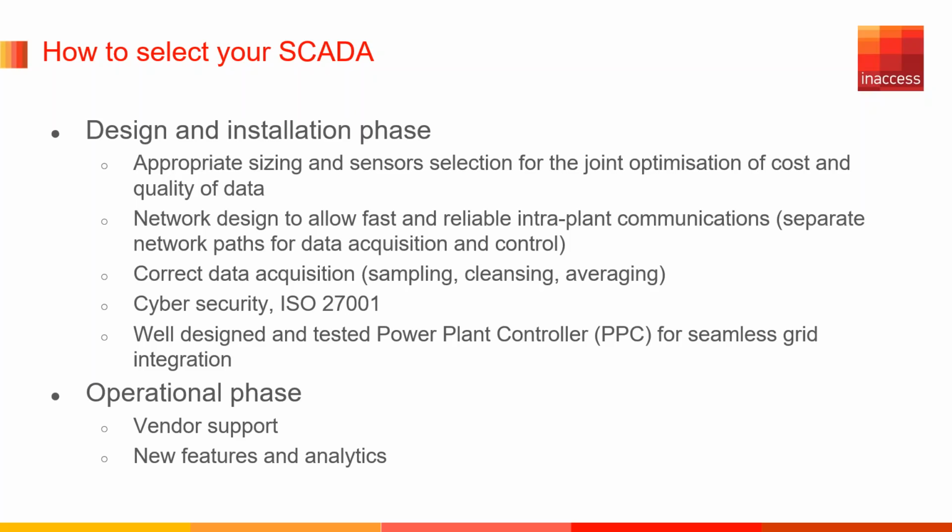Then the network design itself is very important so as to allow a fast and reliable inter-plant communication. Now that the plants are big, and in Australia, the smaller plant can be 50 or 100 megs, it is important to have, for example, separate network paths for data acquisition and control so as not to have any bottlenecks. Correct data acquisition, as Bea mentioned before. You have to be very careful with the sampling rate, with cleansing of the raw data, how you do the average, how you timestamp, everything must be aligned, all the data must be reliable.